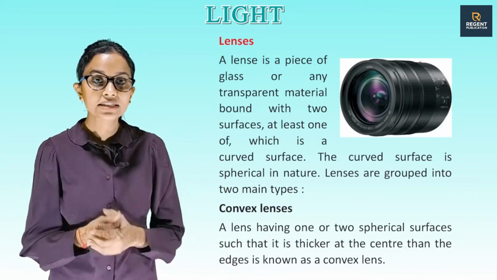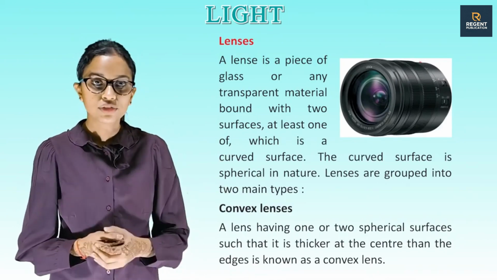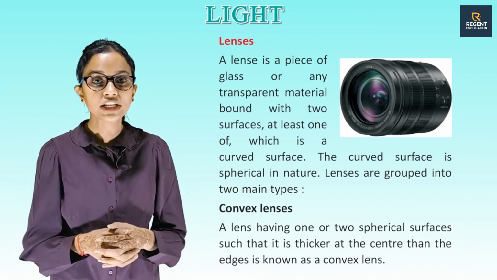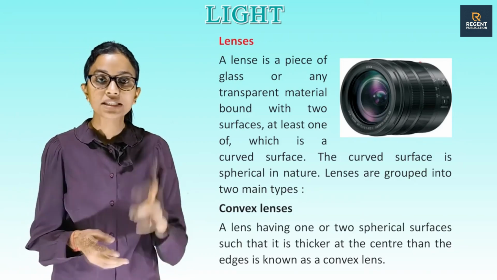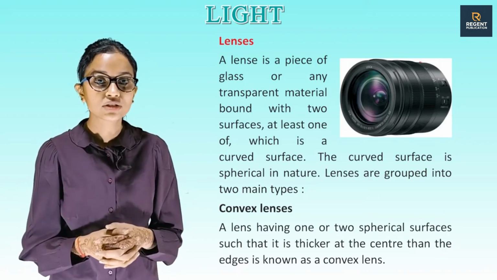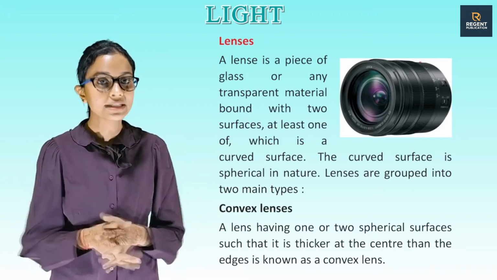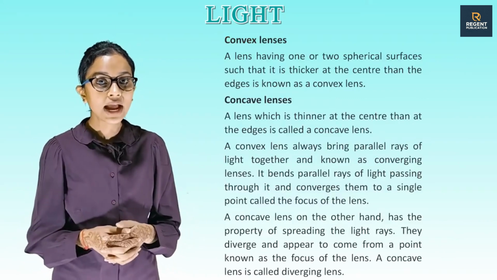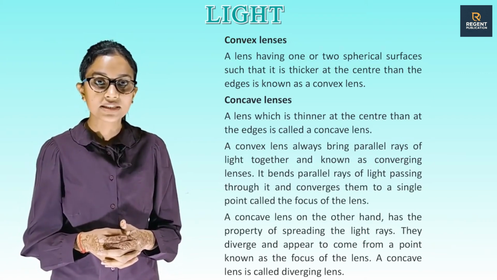Lenses. A lens is a piece of glass or any transparent material bound with two surfaces, at least one of which is a curved surface. The curved surface is spherical in nature. Lenses are grouped into two main types. Convex lenses: a lens having one or two spherical surfaces, such that it is thicker at the center than at the edges, is known as a convex lens. Concave lenses: a lens which is thinner at the center than at the edges is called a concave lens.